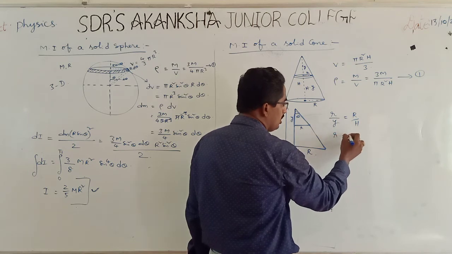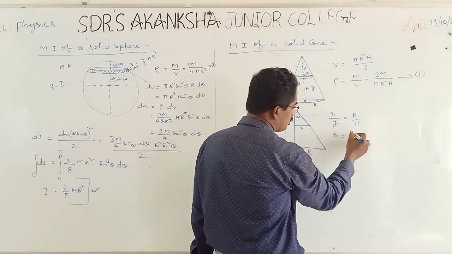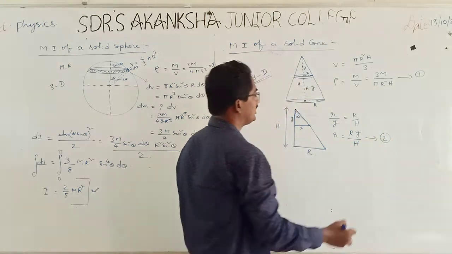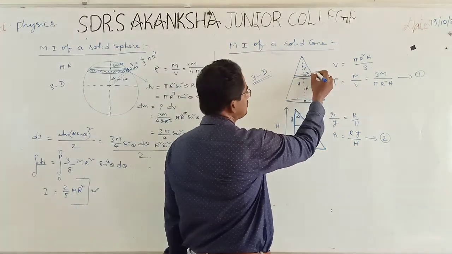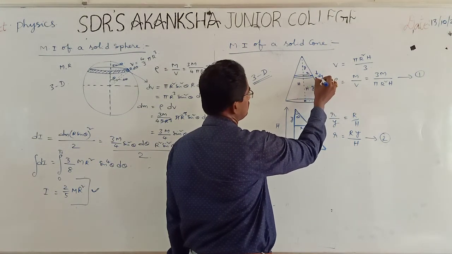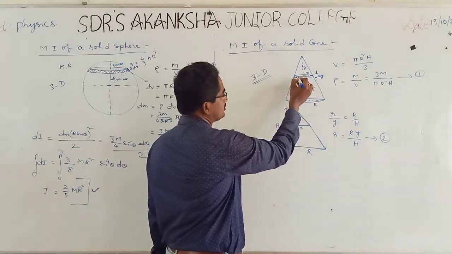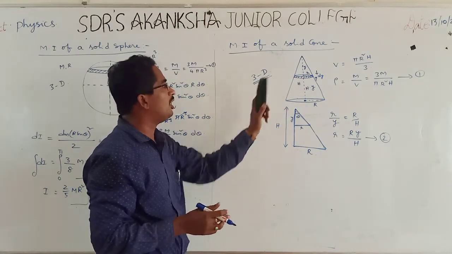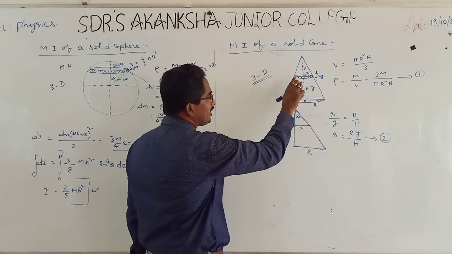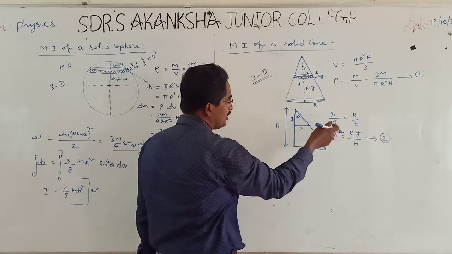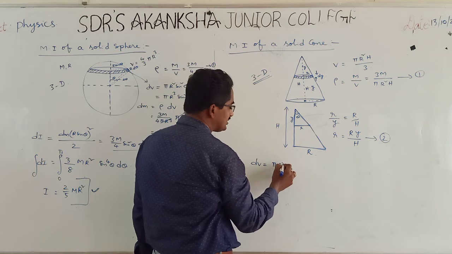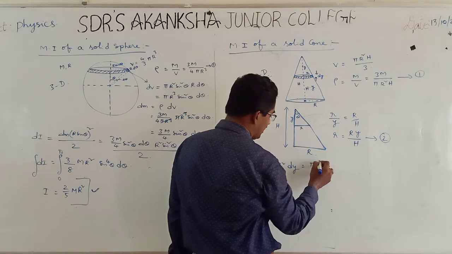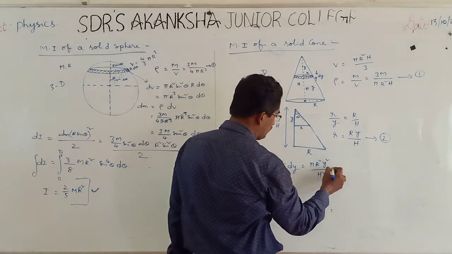Then what is the r value? R value here is R into y by h. This is equation 2. And its thickness is what here? Dy. What is the thickness of that one? Dy. After knowing the radius of that one, I want to get its volume. How do we get the volume of a small element? Area into thickness. What is the area of that one? Pi r square into thickness, which is dy. What is the r value? We applied that, so pi into R square y square by h square into dy.